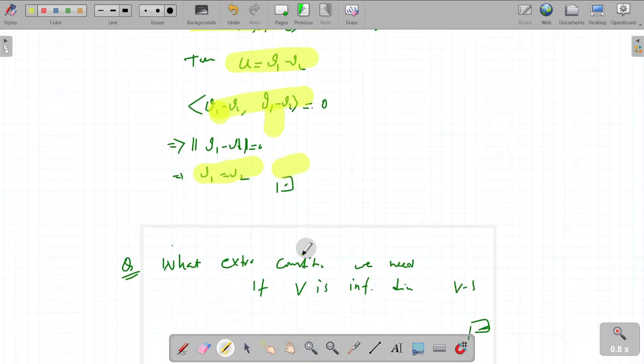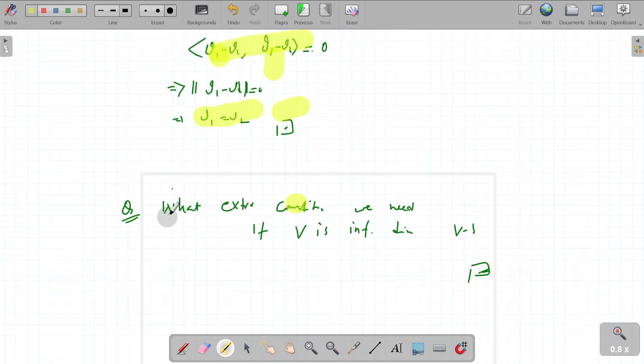And before I end, let me raise a question: what extra condition do we need if we want to say that this representation theorem is also true for infinite dimensional vector spaces? What extra condition do you need to solve this? Thank you.